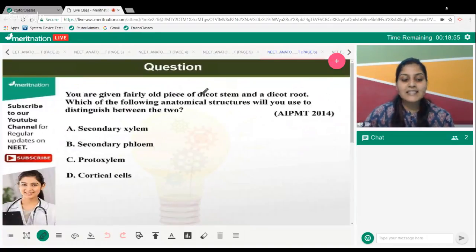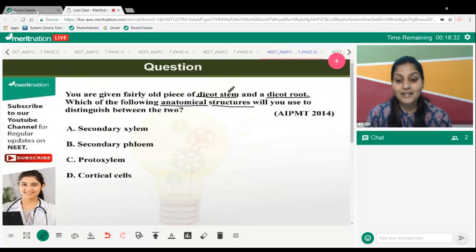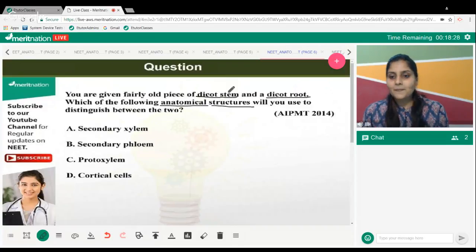It says that suppose you are provided with an old piece of dicot stem and a dicot root, how are you going to differentiate between the two? How would you say that this is stem and this is root? Which anatomical structure will you have to look into? I'm not going to explain the particular options here because it's a very easy question. Anyone?